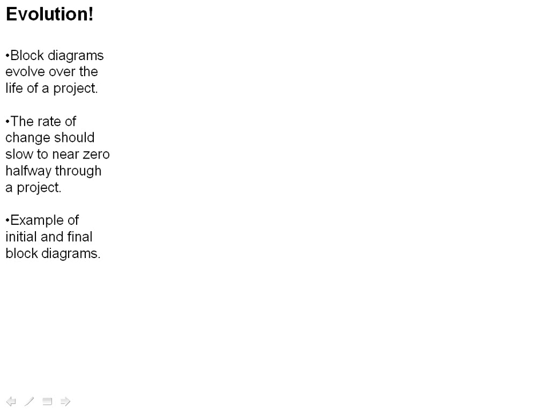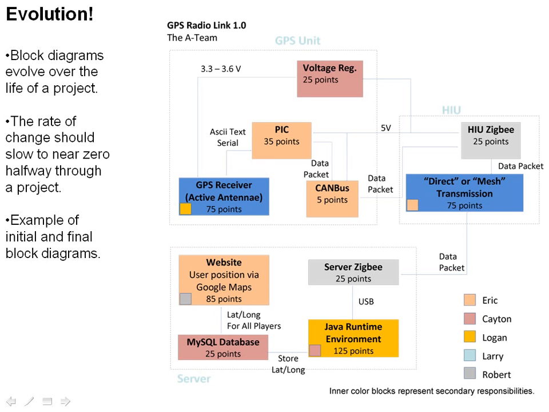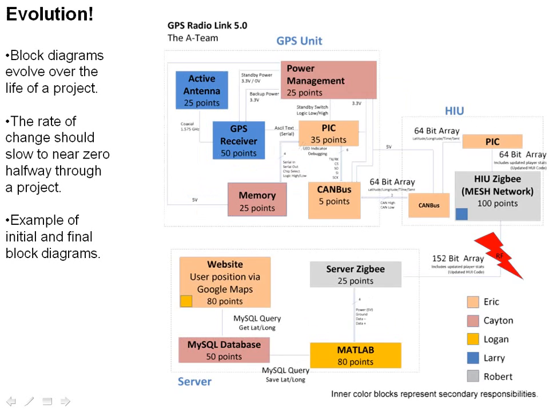And here's some examples of a first block diagram by one of the teams in the design class I teach. This is version 1.0. And over time, by the end of the project, we'll see what the block diagram looks like in a minute. So let's fade that one out and fade the new one in.